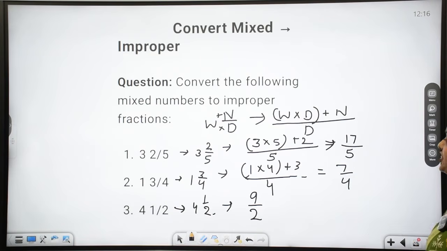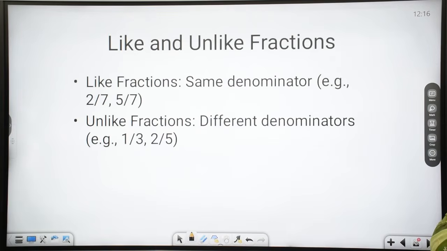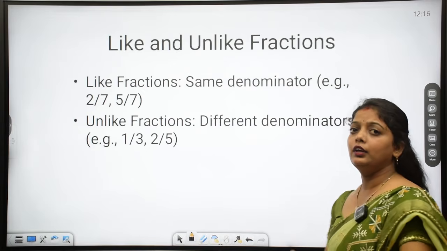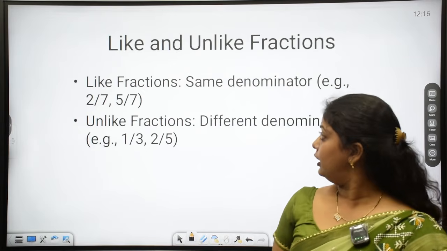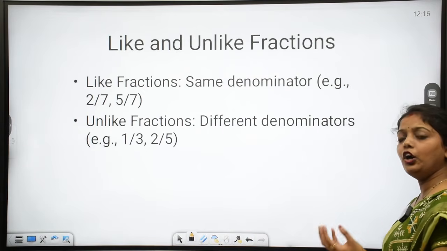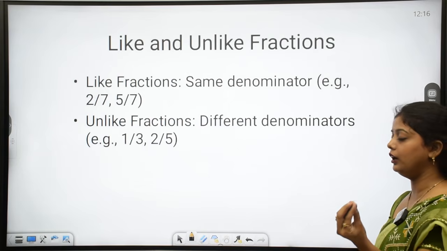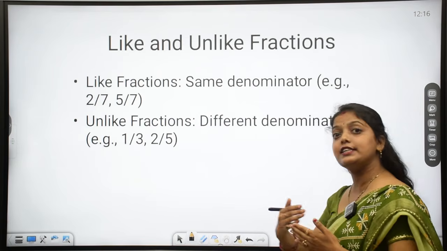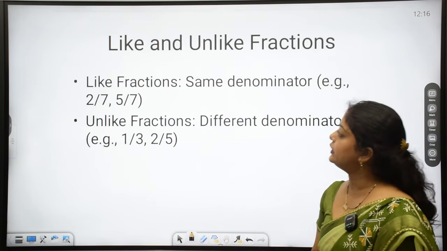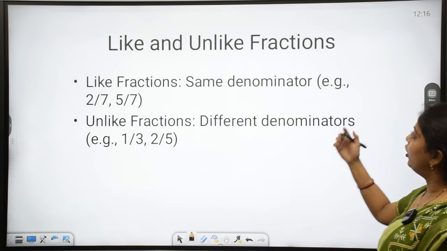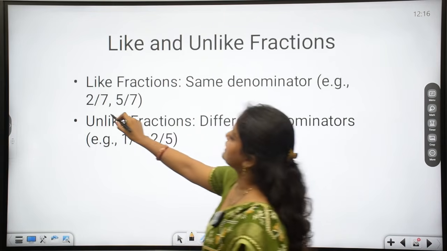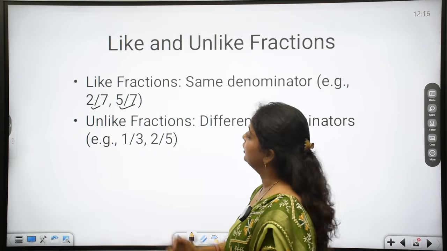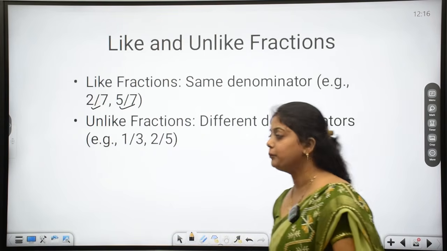Now one more type of fraction is there, like and unlike fractions. Like fractions are the fractions in which the denominators are the same. Suppose we have 2 or more than 2 fractions, and all the fractions have the same denominator, then we will consider them as like fractions. Also we can see the example 2 by 7 and 5 by 7. Both of these fractions have 7 as the denominator, so this is considered a like fraction.